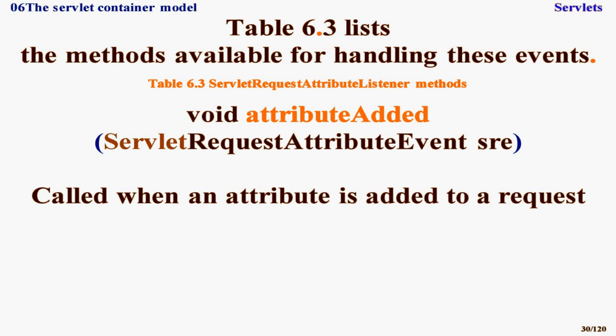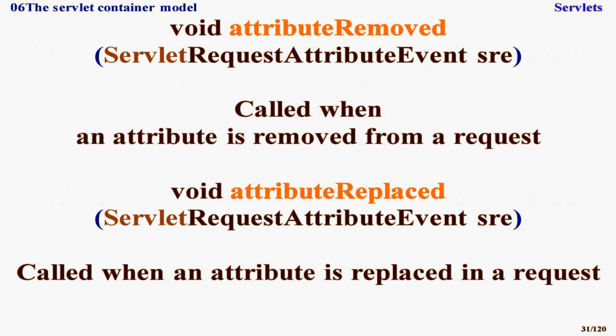Table 6.3, ServletRequestAttributeListener methods. Void attributeAdded(ServletRequestAttributeEvent), called when an attribute is added to a request. Void attributeRemoved(ServletRequestAttributeEvent), called when an attribute is removed from a request. Void attributeReplaced(ServletRequestAttributeEvent), called when an attribute is replaced in a request.